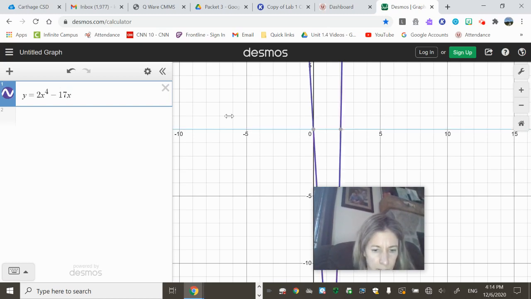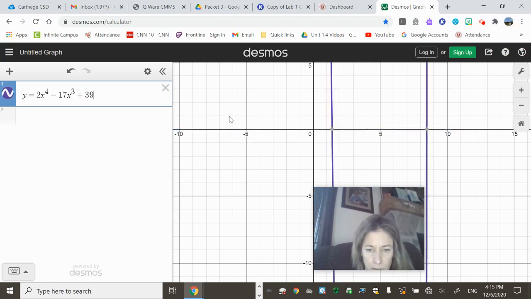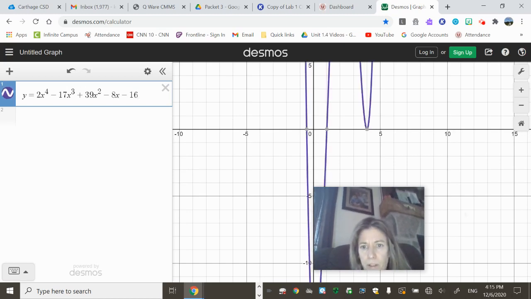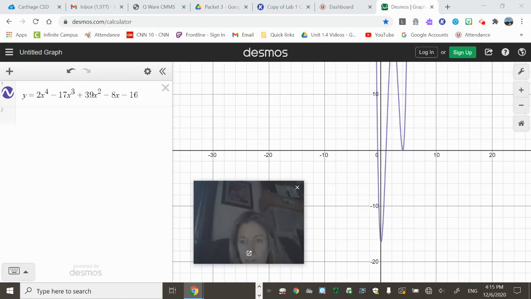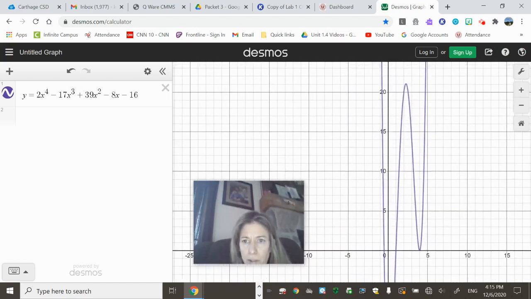Oh, shift 6 cubed, and then plus 39x squared, minus 8x minus 16. And you can see, like I said, as the degree goes up, there's more curves, and you can see that both tails are up. We talked about that. All right, so now it's time to graph these.